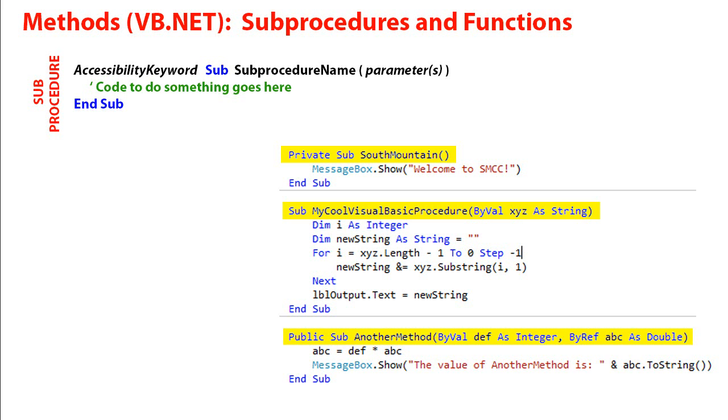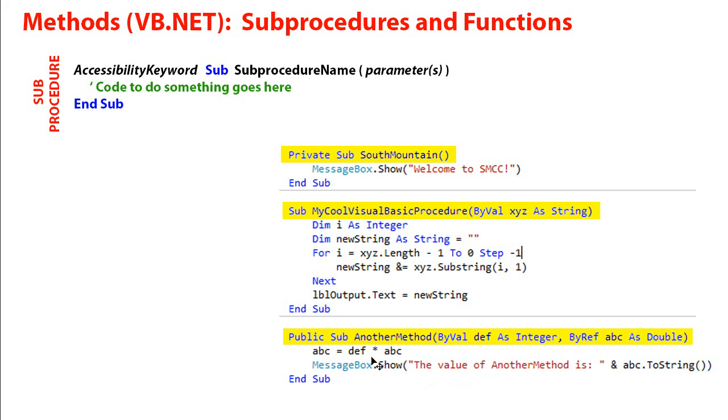And so I have Sub, MyCoolVisualBasicProcedure is the name, and then I'm passing it a value that's going to be a string value that will go into the variable xyz. And you'll see that I use xyz in my code. The third example here is Public Sub AnotherMethod. And here it's going to be receiving two parameters. I'm going to pass it two arguments. The first one's going to be an integer. It's going to go into this variable called def. And the second one is of type double called abc. And I'm passing it by reference. And we'll look at what that really means in the next video.